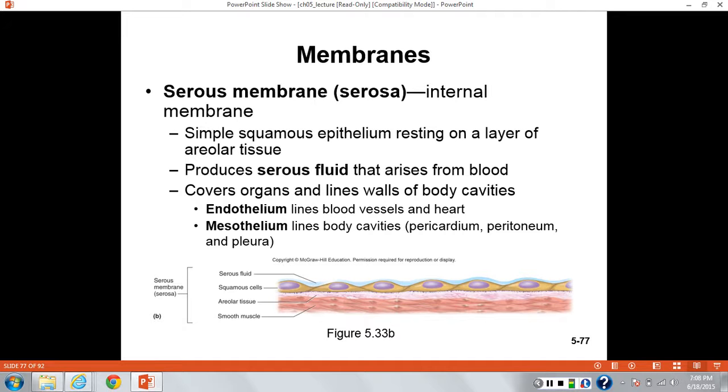Alright, now remember, serous, again, fluid. They are in the walls of different body cavities. You can see the fluid on top. You see the simple squamous flat layer. You see your areolar tissue, and under there, you see your smooth muscle.